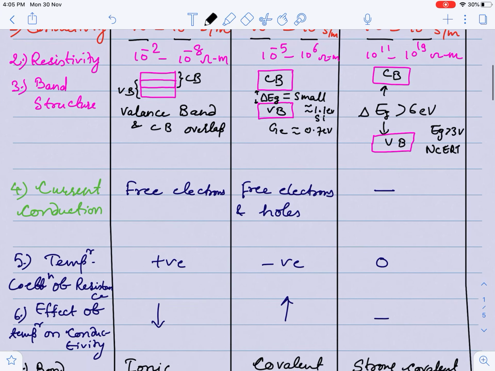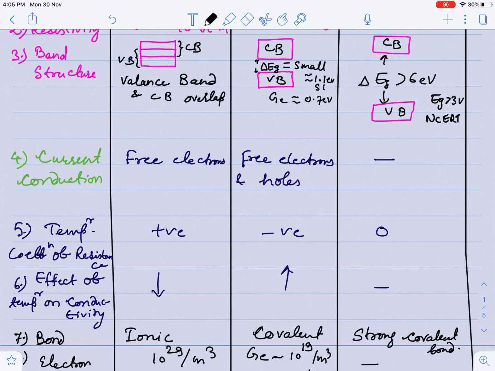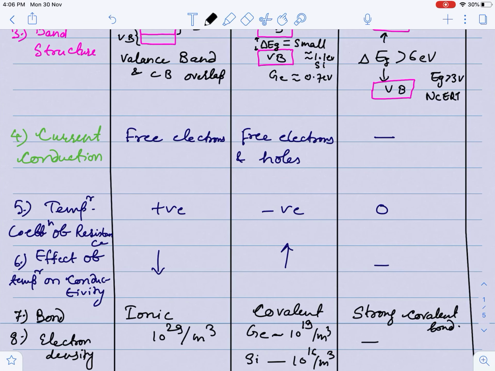So now current conduction: free electrons are responsible for current conduction in conductors. In semiconductors, electrons and holes; hole is a concept which will be discussed in the later half of the lecture. Free electrons and holes are responsible for conduction, and conduction never happens in an insulator. Temperature coefficient of resistance is positive for conductors, negative for semiconductors, a very important point guys. This is the question asked in JEE Mains also, and 0 for insulators.